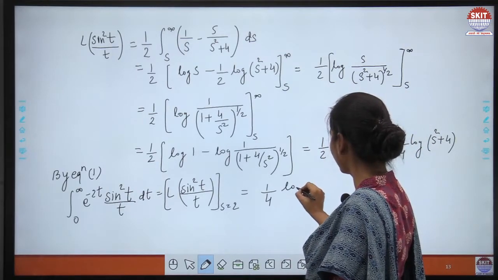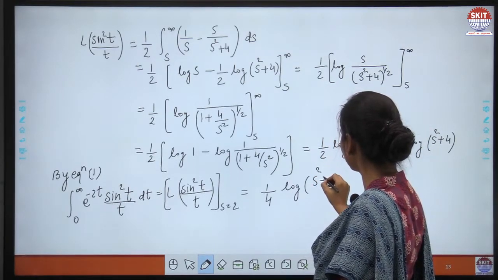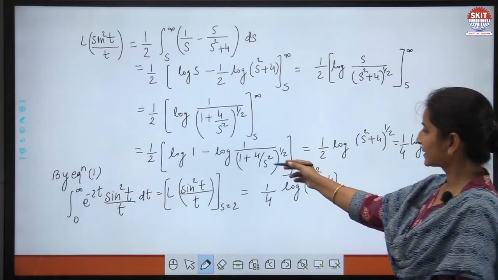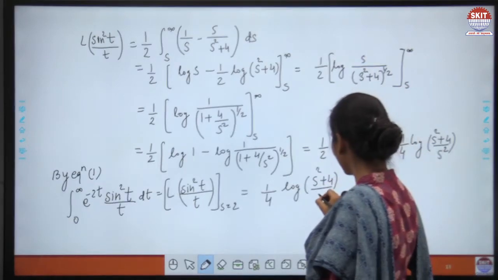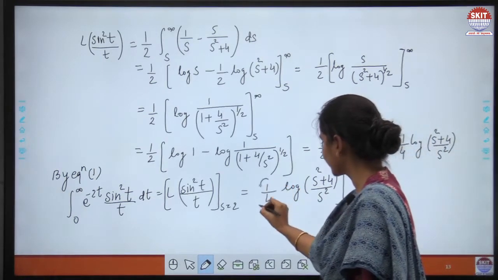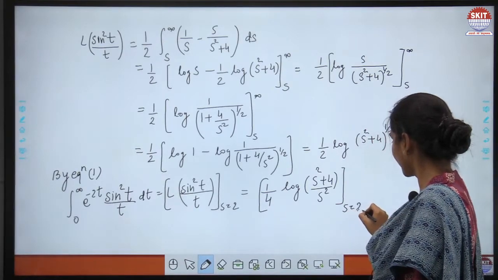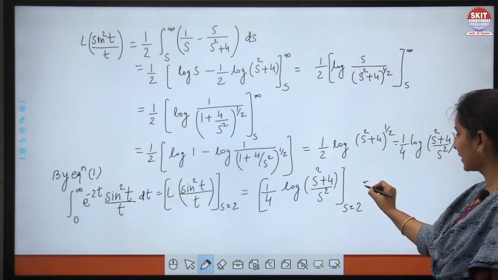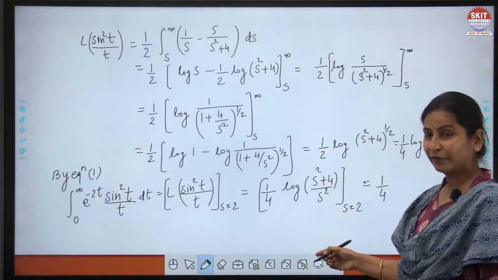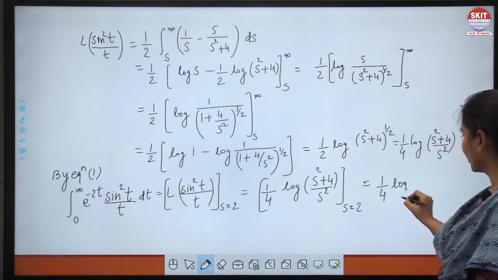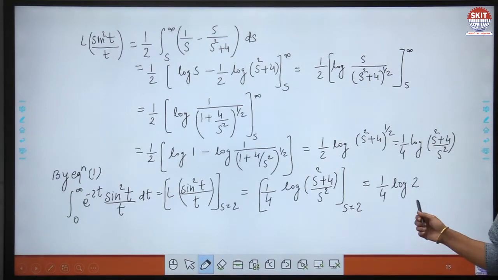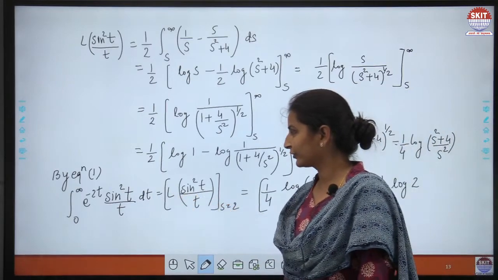log of (s square plus 4), and this was divided by s square also. This s square should be there. So this is (s square plus 4) by s square. So further, I put s equals 2 in it. When I put s equals 2, I get the result as 1 by 4 times log of (4 plus 4) by 4, that is 8 by 4. So I get 1 by 4 log of 2. So the result is 1 by 4 log 2, that is the value of this integral.